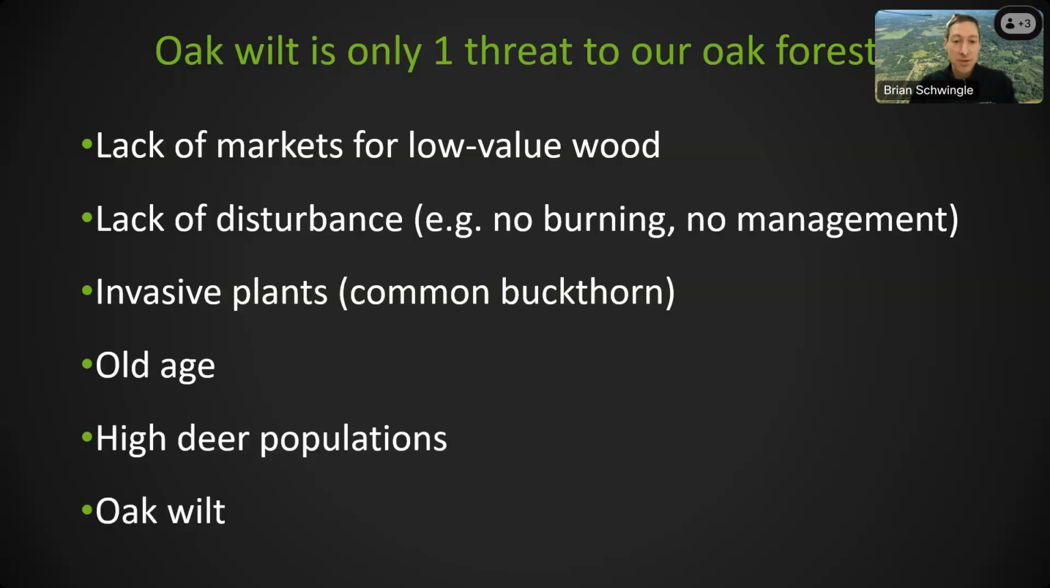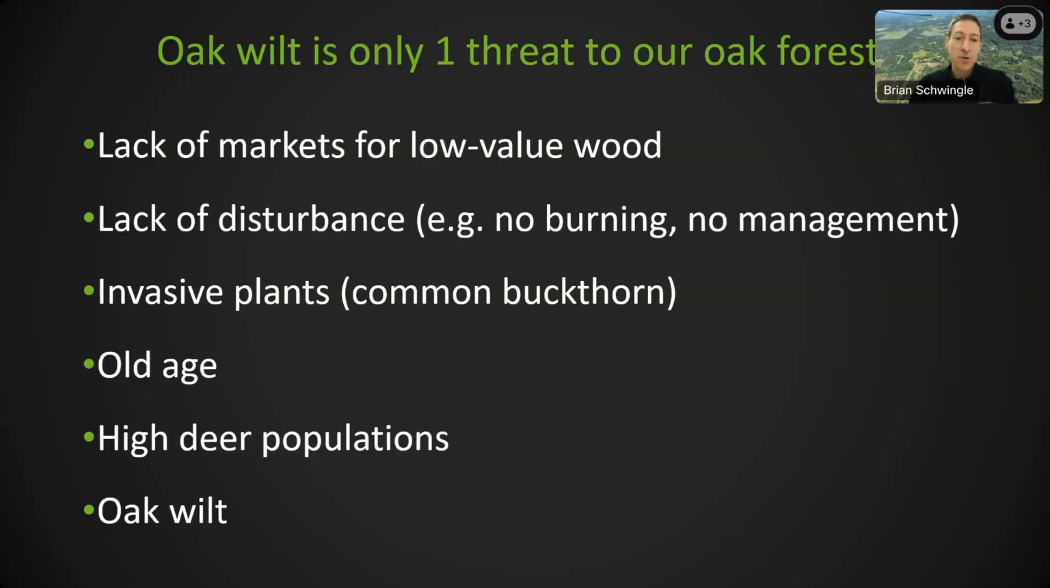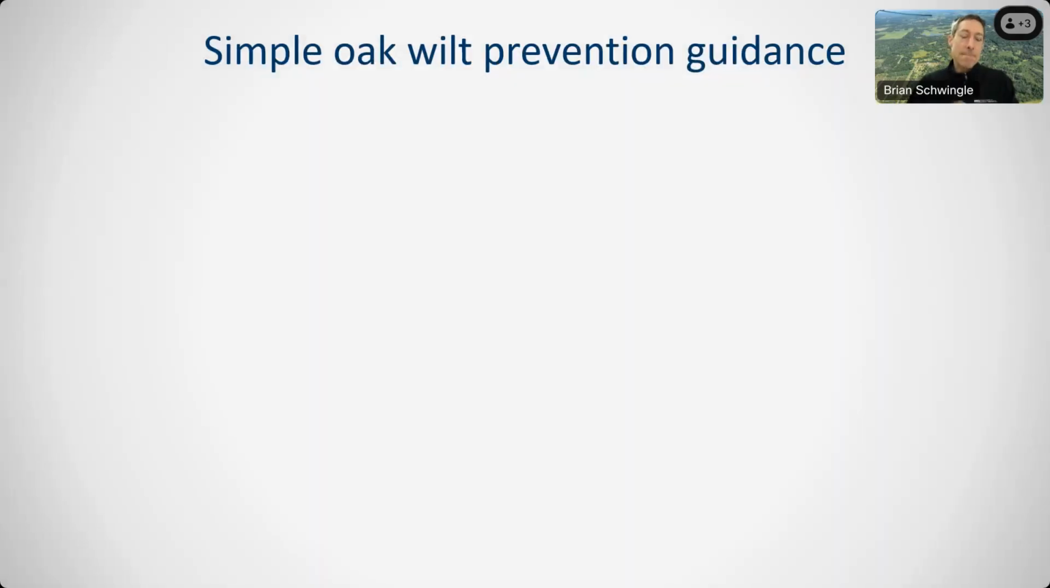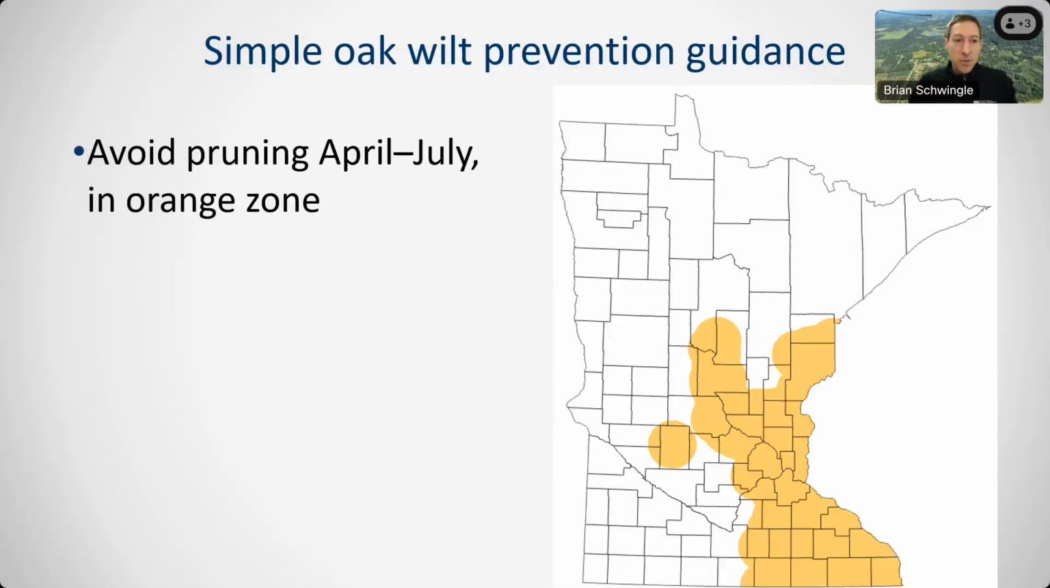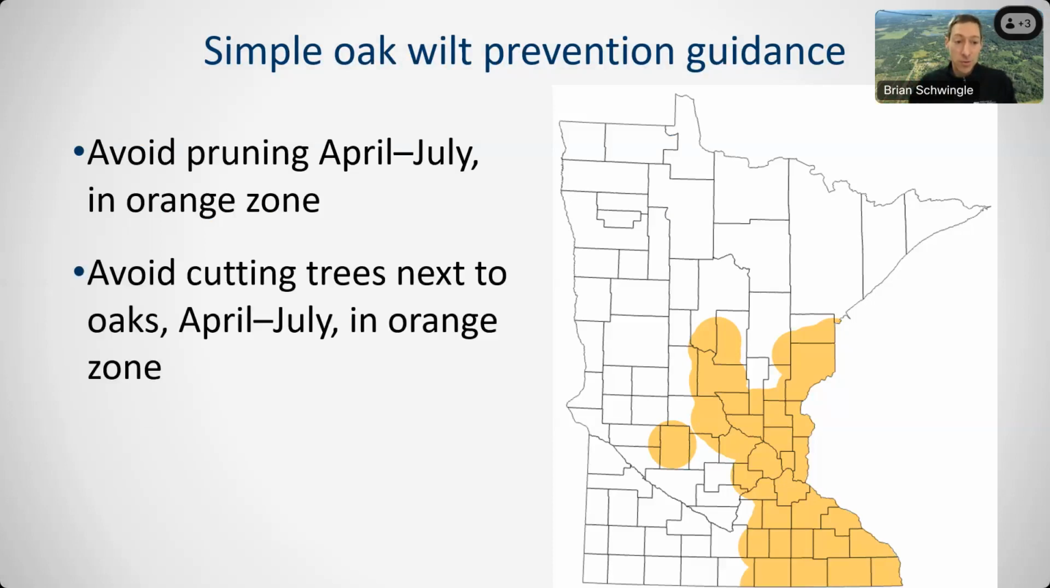They love to mow down those baby oaks, and then oak wilt. So those are the threats to our forests. But we can do a lot to prevent oak wilt. Bottom line, if you're able to avoid wounding an oak April through July, particularly in that orange area where we for sure know there's a threat of oak wilt, you're going to be preventing a lot of oak wilt.